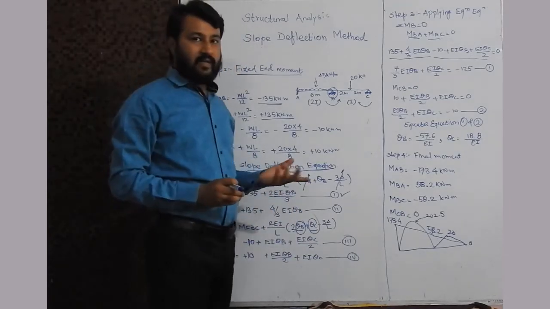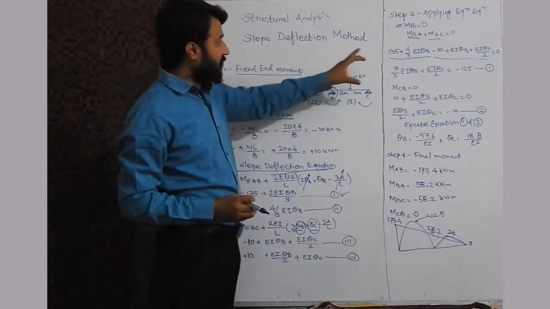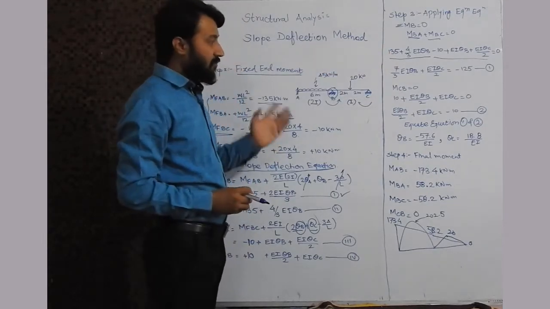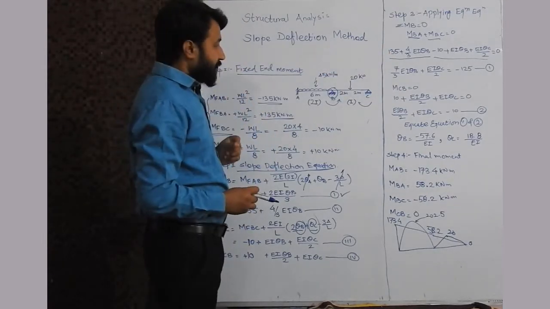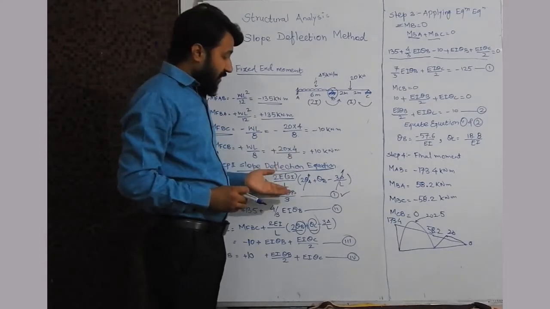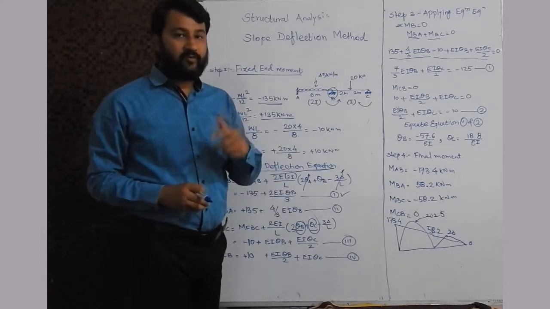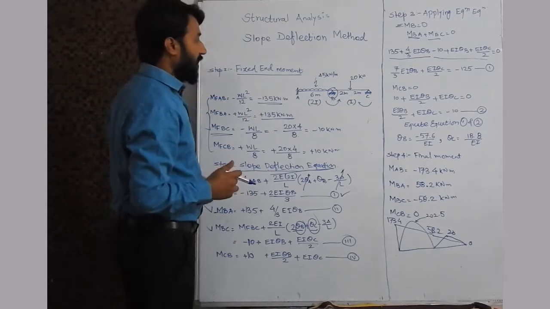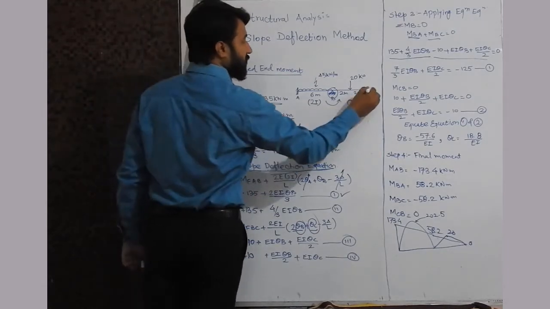In the earlier class, only one unknown was there. That's why we only had to write one equation and directly we got the one unknown. Now in this case, we have two unknowns. That's why we will need two equations of equilibrium, so we will apply another equation of equilibrium at this C support.